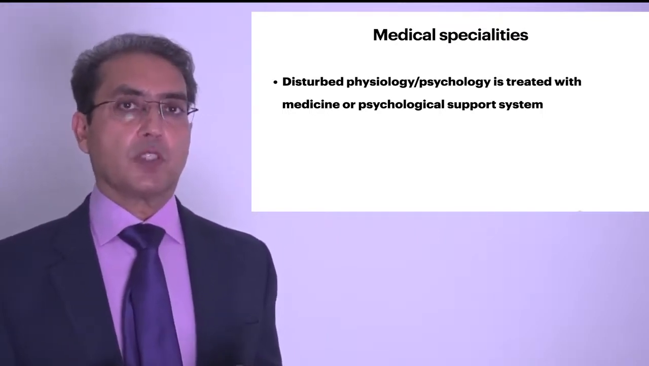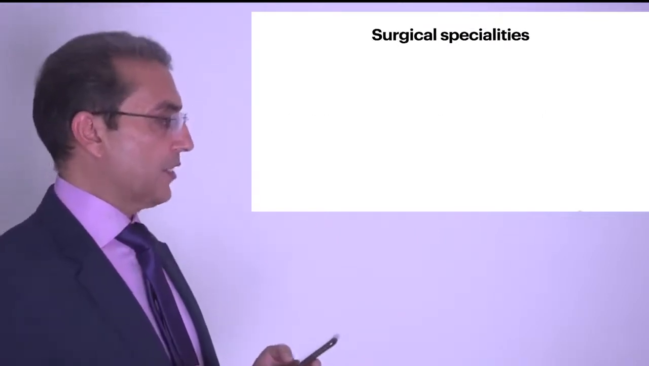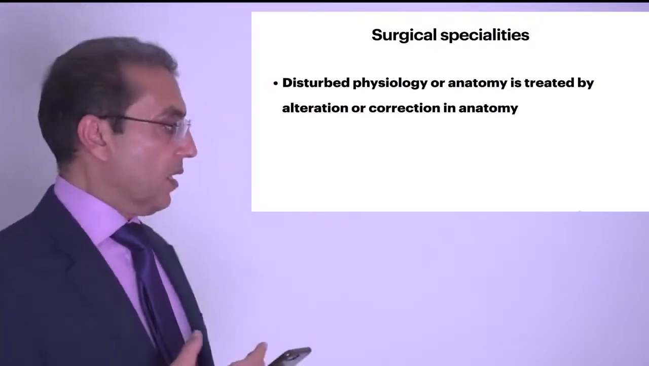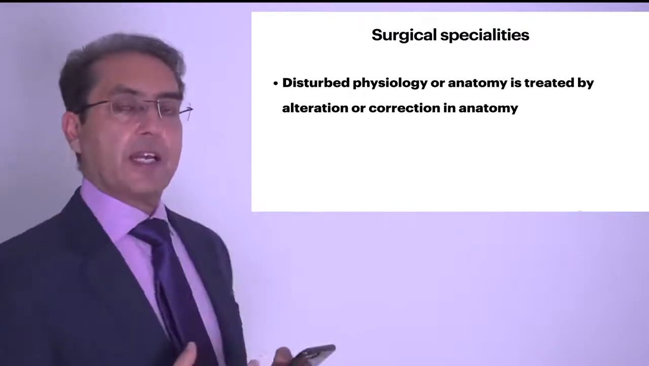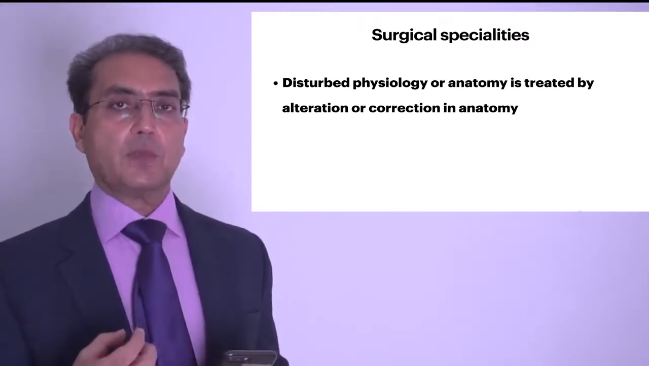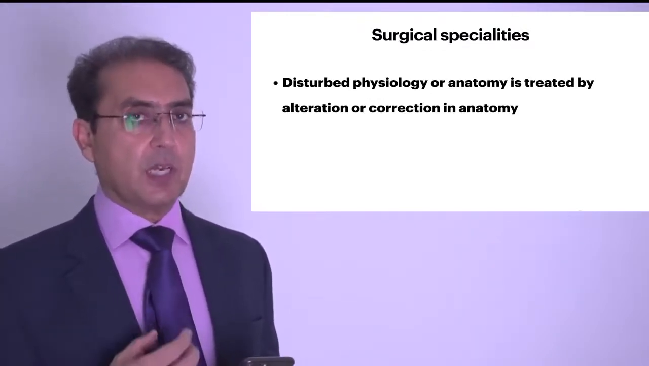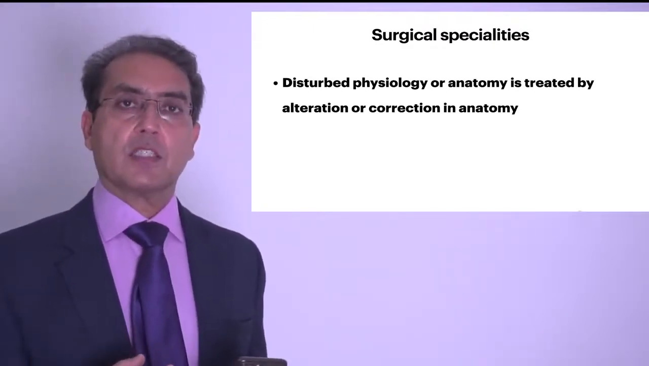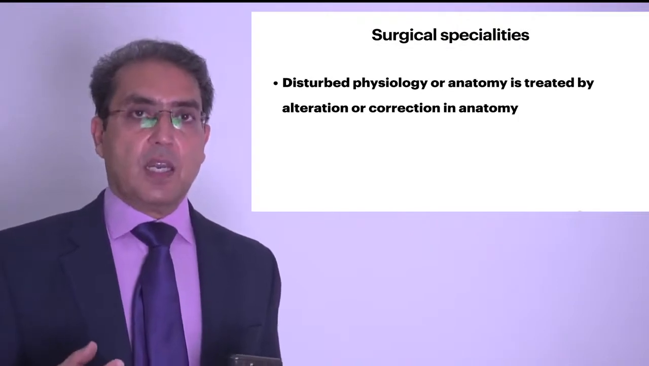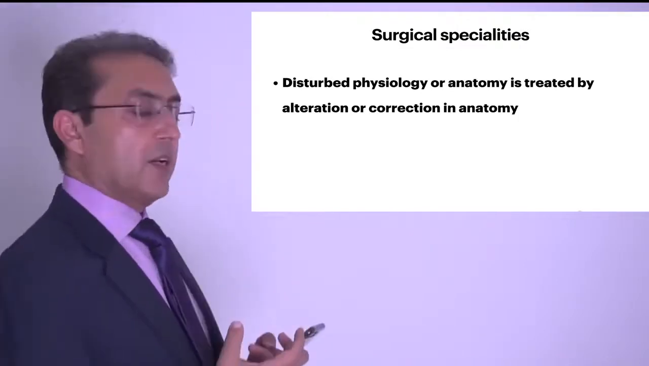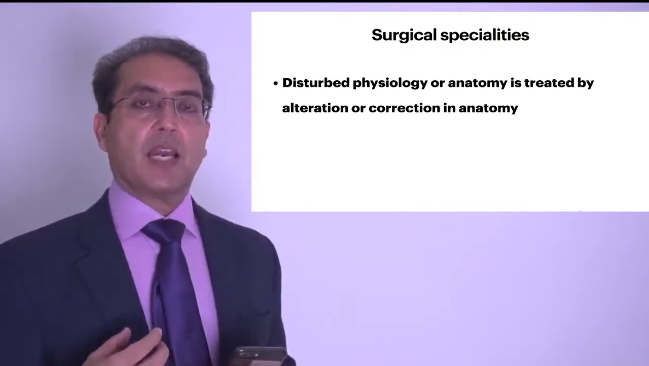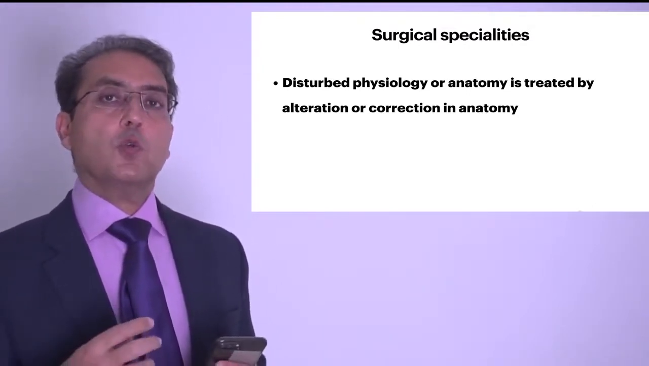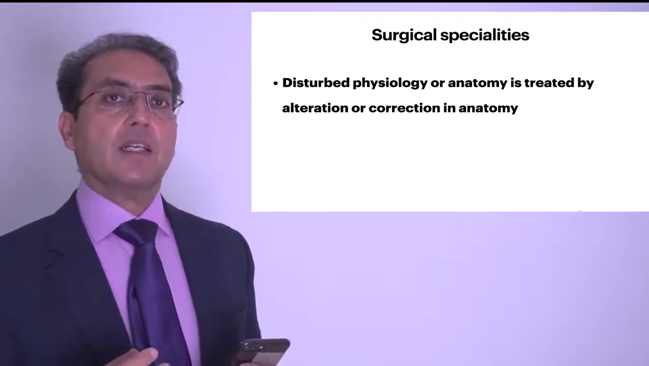While in surgical specialties, disturbed physiology or anatomy is corrected by alteration or correction in anatomy. So you either alter the anatomy or you correct the anatomy. The example of alteration in anatomy is, for example, if the patient has appendicitis, we remove the appendix. The correction of the anatomy is, for example, if the patient has obstruction in the intestine or a volvulus, you remove that portion and re-anastomose it.